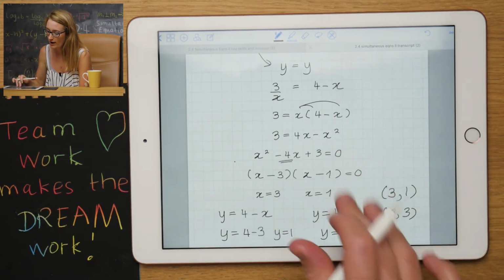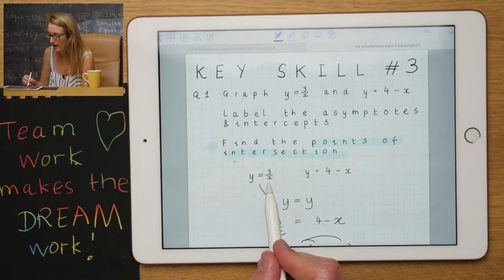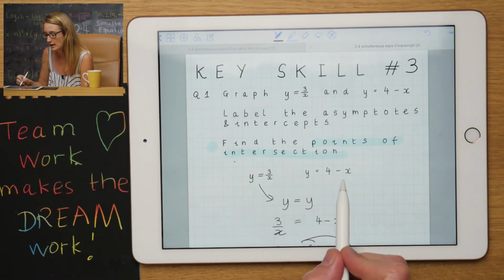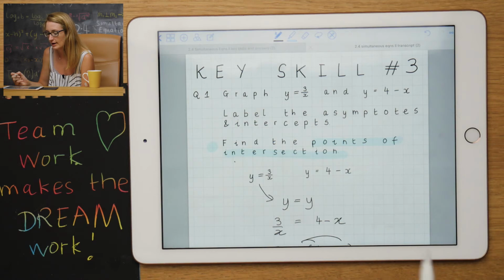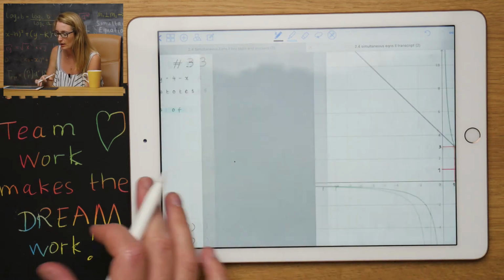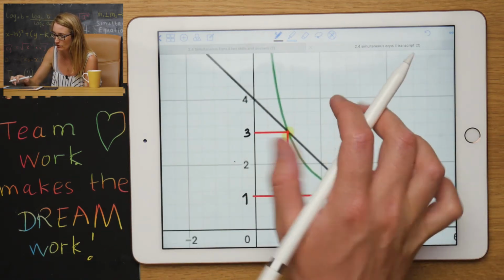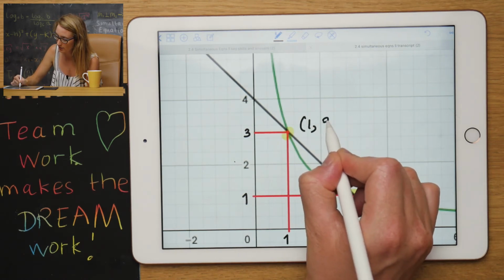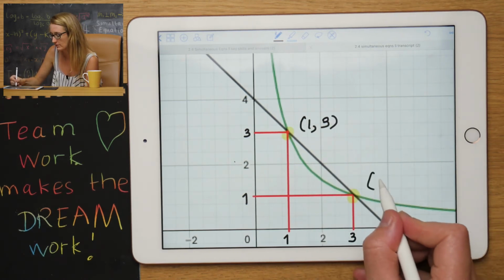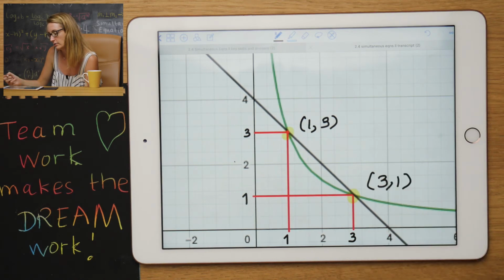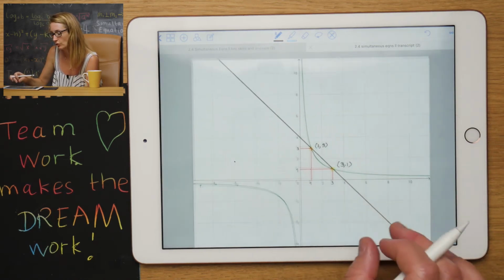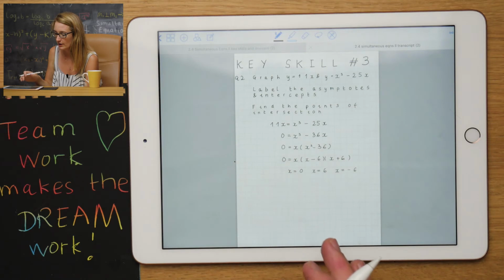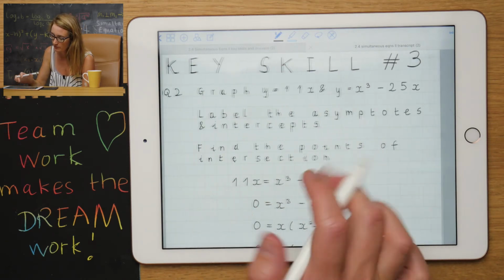Now, drawing these graphs, for example a 1 over x graph or a straight line, is something that you're going to learn about in a later section. But you can see here on this graph, I've clearly marked in 1, 3, that was my first point of intersection, and 3, 1. They need to be visible on your graph. Let's have a look at another similar question.